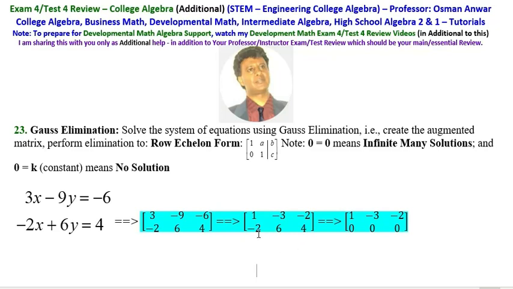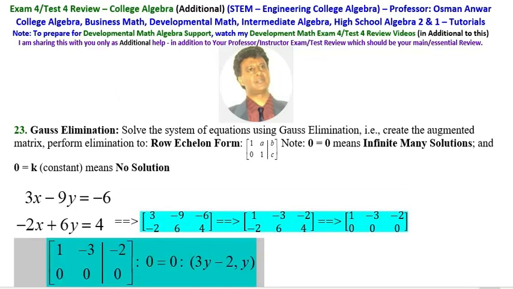Then we need 0 below 1. Then we're going to multiply row number 1 by 2 and add it to row number 2. So keep row number 1 as it is, 1, minus 3, minus 2. Then 2 times 1 is 2, 2 plus minus 2 is 0. 2 times minus 3 is minus 6, minus 6 plus 6 is 0. 2 times minus 2 is minus 4, minus 4 plus 4 is 0. So here notice you have 0, 0, 0.